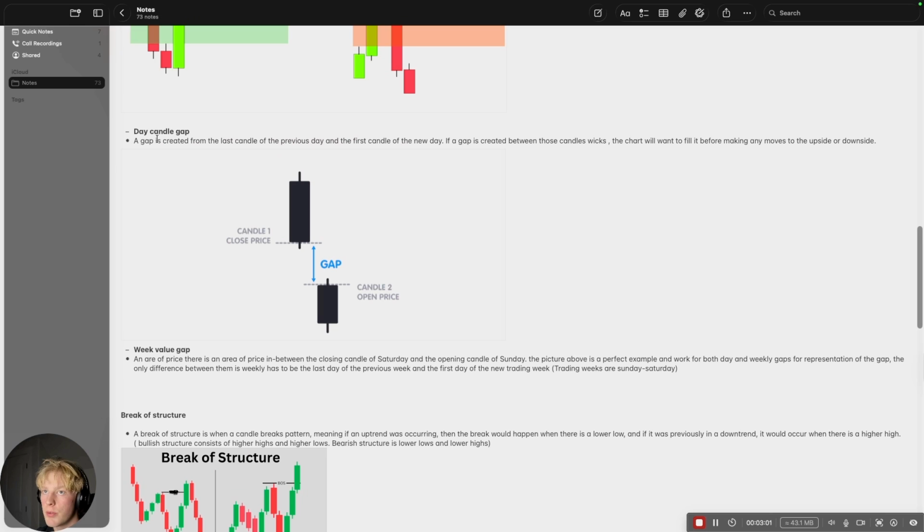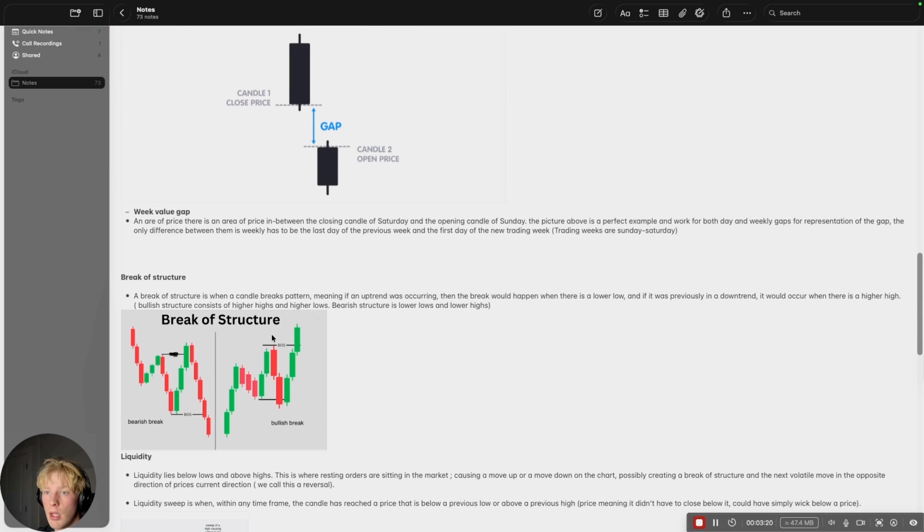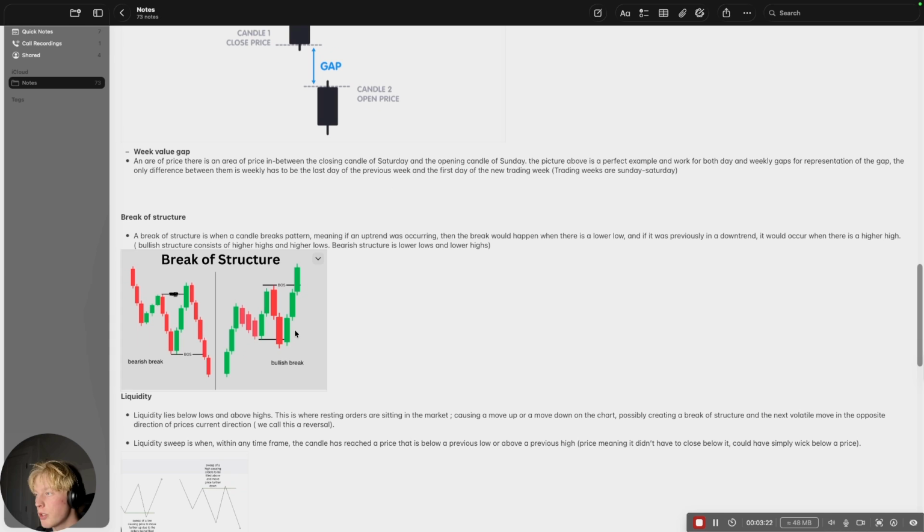Yeah, and they both look the same, but there's a day candle gap and a week candle gap. The only difference is when they occur. So a week candle gap is going to be happening from a Saturday to a Sunday, I believe. And then a day candle gap is going to be any day.